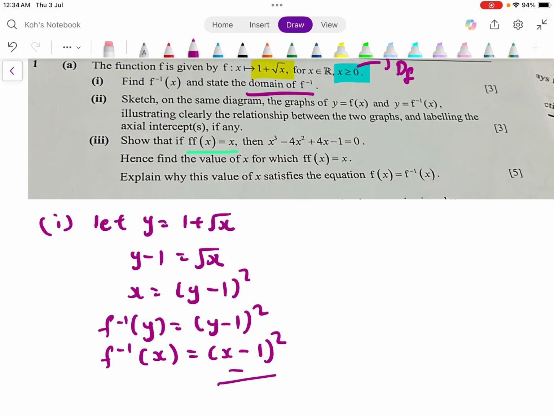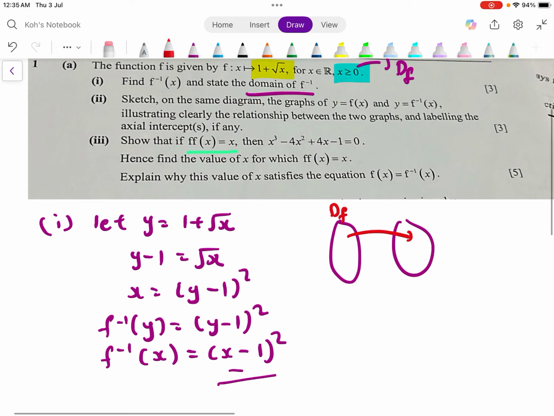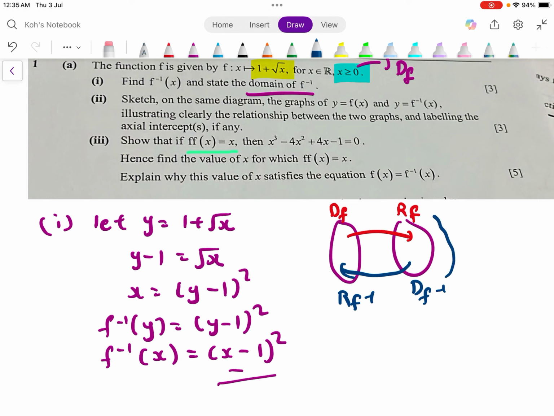We are asked to state the domain of f inverse. For this one, we need to draw the two circles. So for example, I draw the two circles. This is your domain of f, which will give you the range of f. So of course this part will be the domain of f inverse, then this will be the range of f inverse. So in order to get the domain of f inverse, I can just say the domain of f inverse is equal to the range of f.